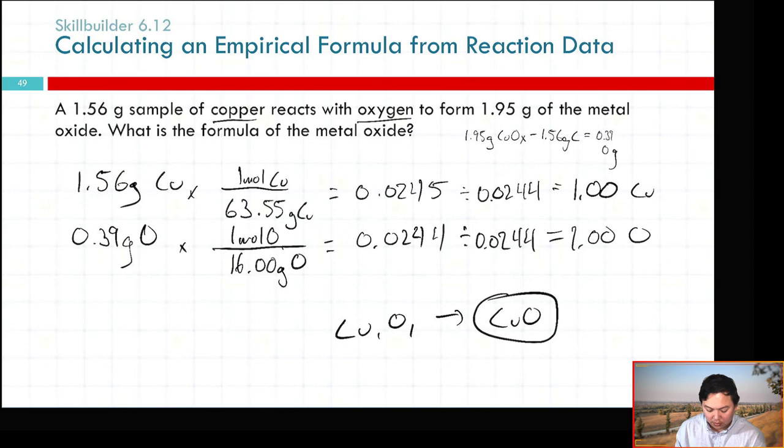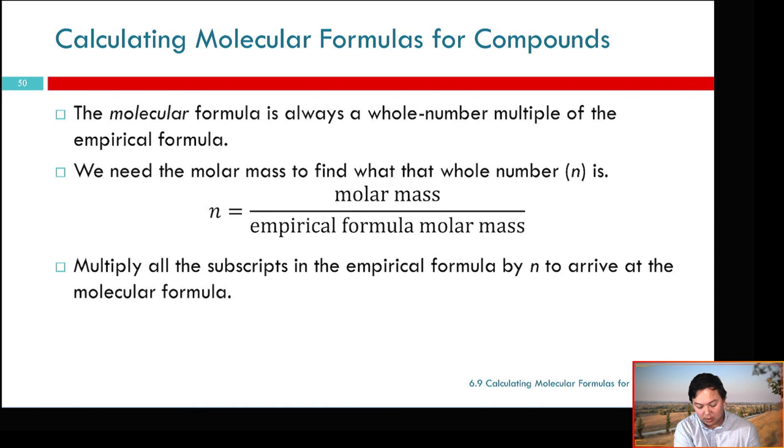All right. Now we can also calculate the molecular formula for compounds. So the molecular formula is always a whole number multiple of the empirical formula. So we take our empirical formula and multiply it by 2, by 3, by 4, by 5. It's always going to be some whole number multiple, right? So we need the molar mass to find out what that whole number n is. And when we take the molar mass of our compound and divide it by the empirical formula molar mass, we'll get whatever we're supposed to multiply by. So we multiply all of the subscripts of the empirical formula by n. That's the number that we're determining here to arrive at the molecular formula.